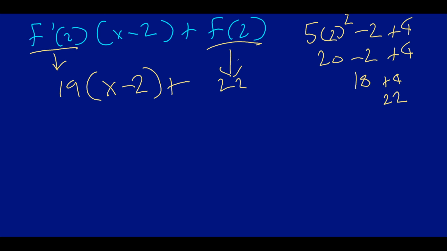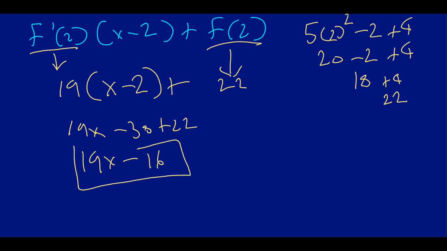So right now our equation is 19 times x minus 2 plus 22. So we're going to distribute the 19 here. We're going to have 19x minus 38 plus 22. Simplify. We're going to have 19x minus 16. So this is our slope-intercept form, if you will. And so this is the equation of the tangent line for when you have the original equation 5x squared minus x plus 4. And so if you set x to 2, this is the equation of the actual tangent line when it touches at that one point, and that is at 19.